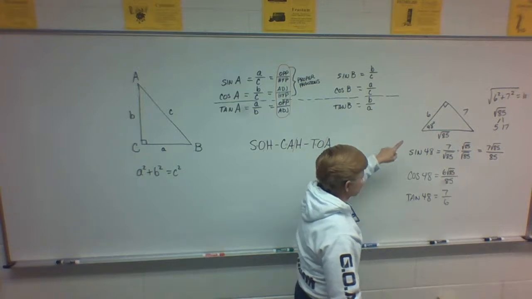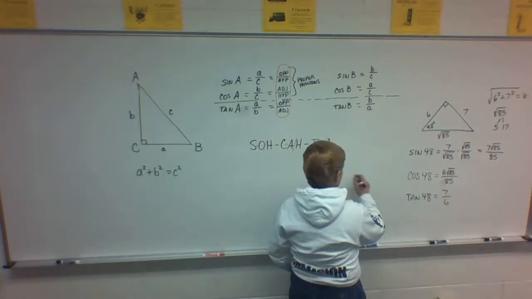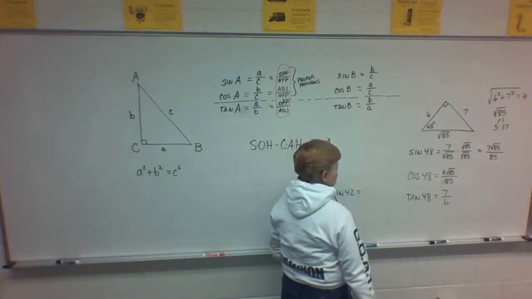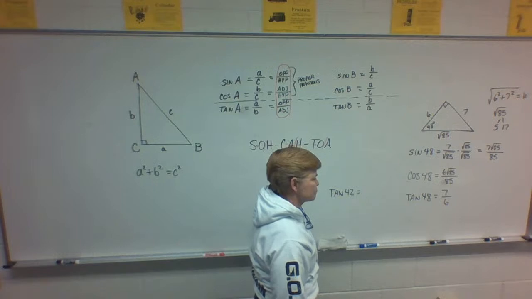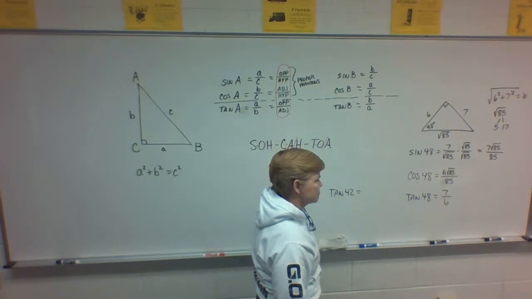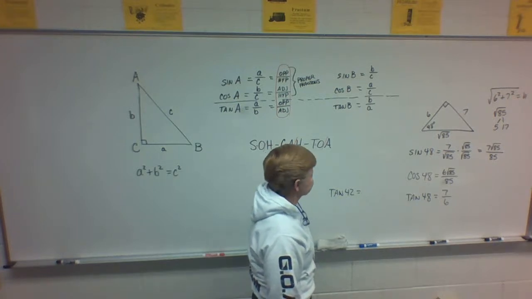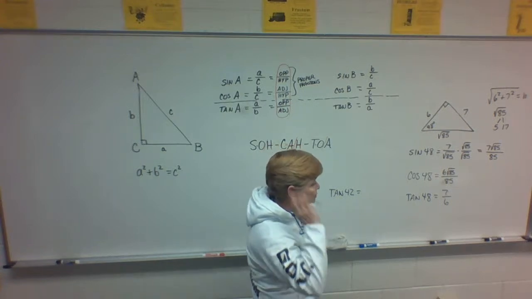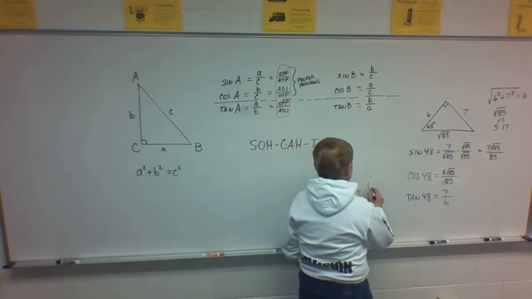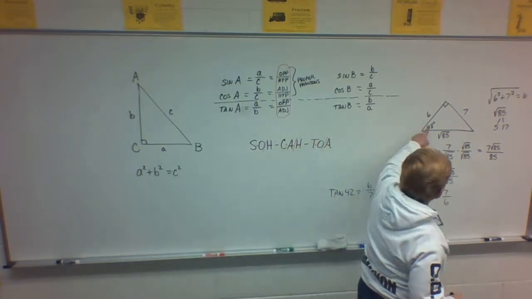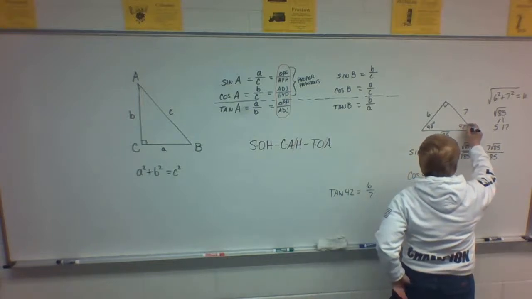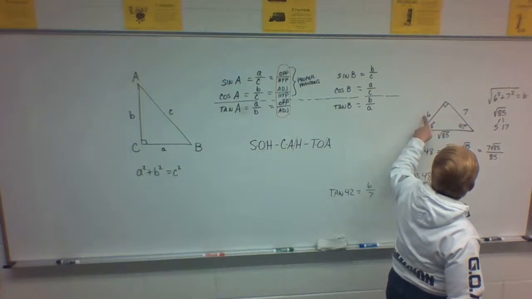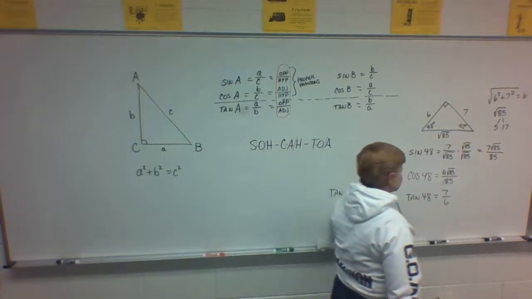Okay, here's another trick question having to do with this exact same triangle. What do you suppose that the tangent of 42 is? I heard it. 6 over 7. People are going, what? If this is 48, this has to be 42. So the tangent of 42, you go to this angle and focus your eyes on it, and the opposite of that is 6 over the adjacent 7.